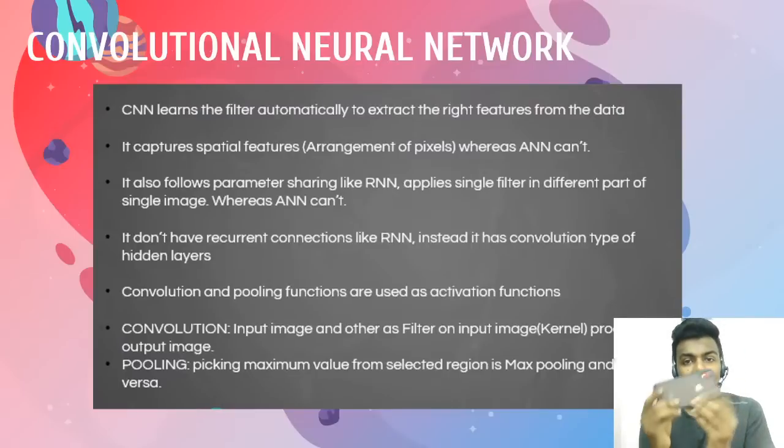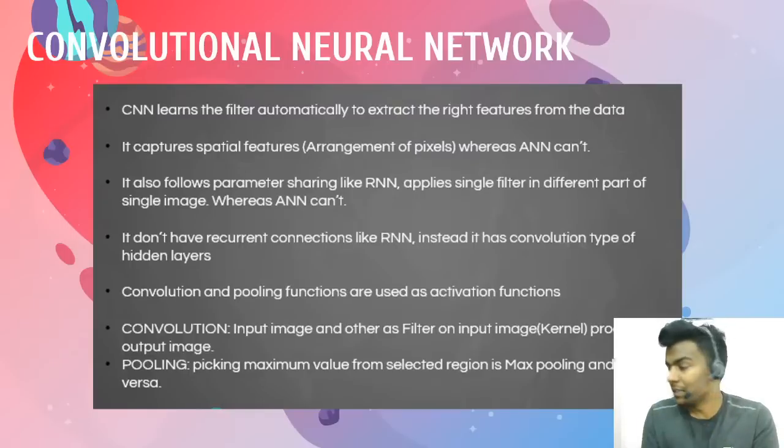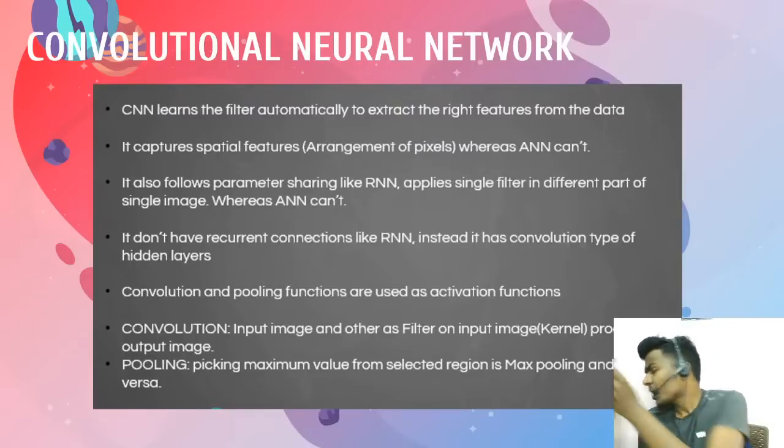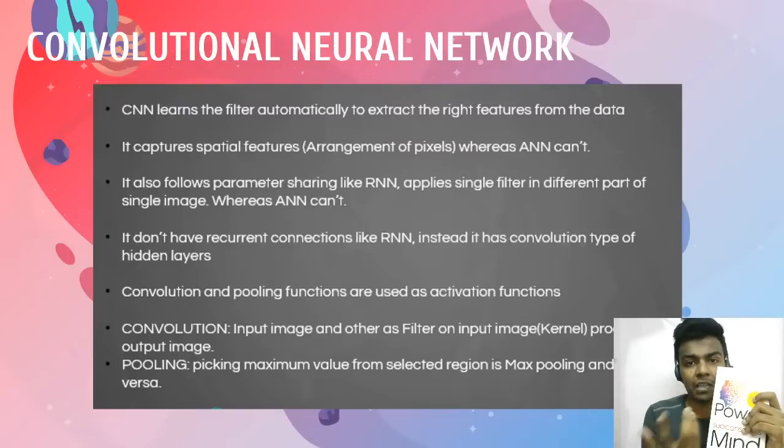Let us take this image. Imagine it is 25 cross 25, which means 25 rows and 25 columns are present in this image. Or else, take any other picture, for example this book. Just imagine this book as an image. This is the same as the convolutional neural network.